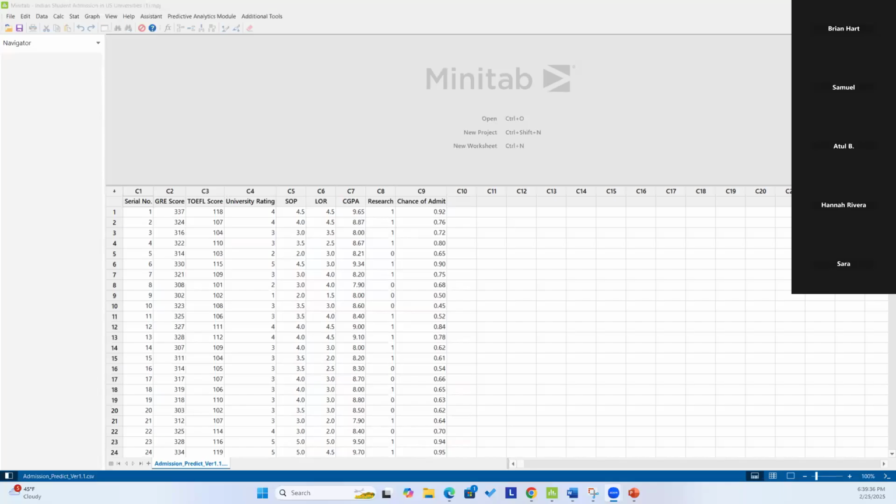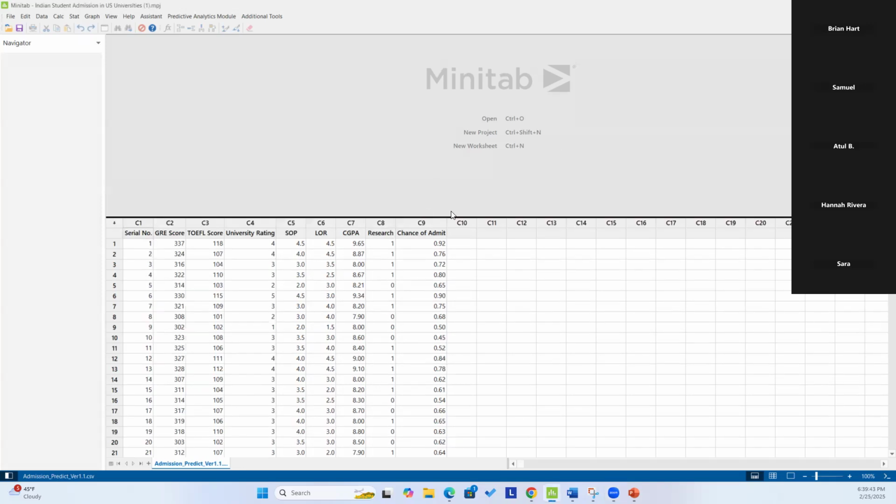Can you see my screen? Yes. Okay, perfect. So this is the data that I got.